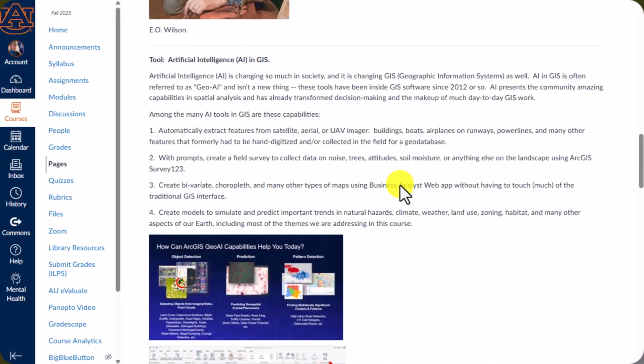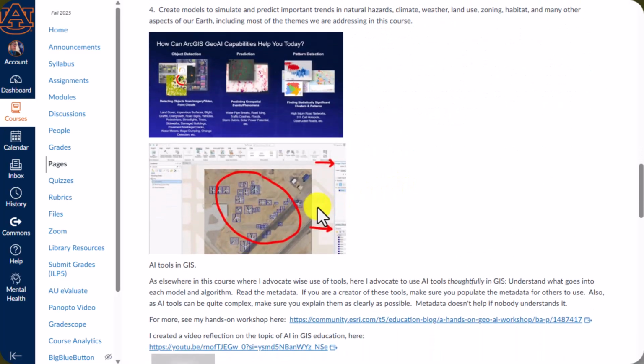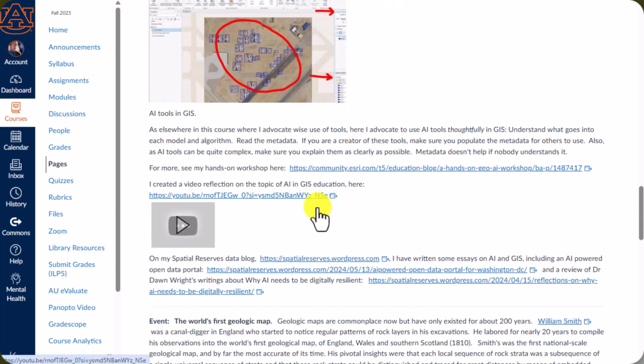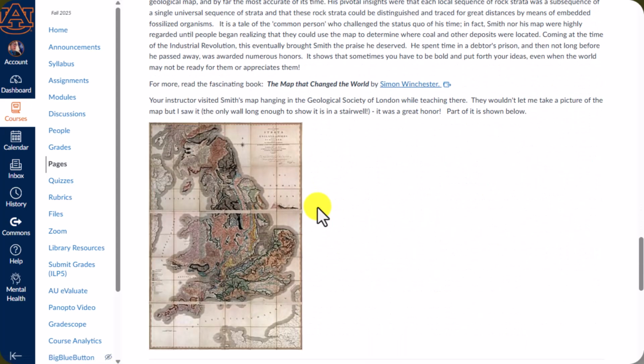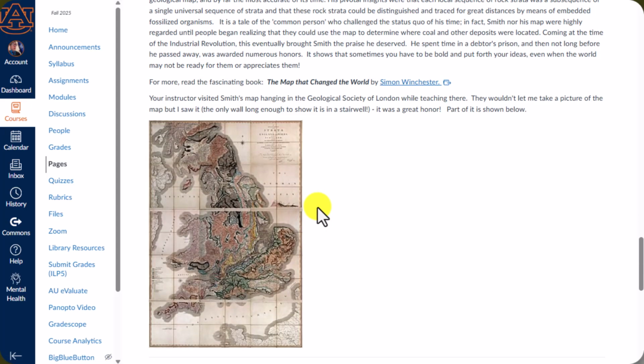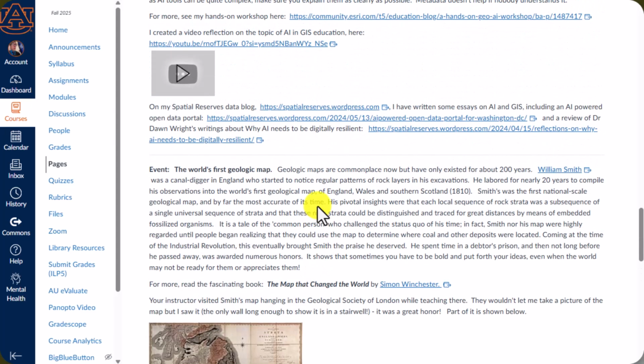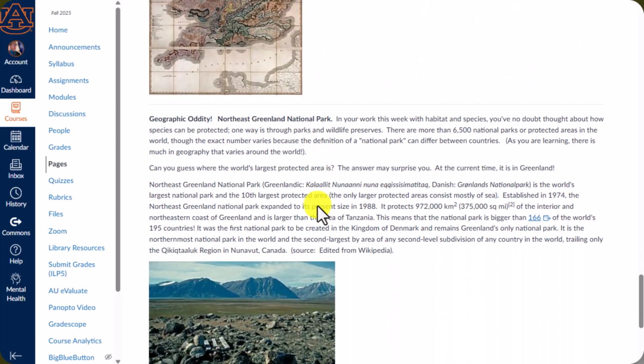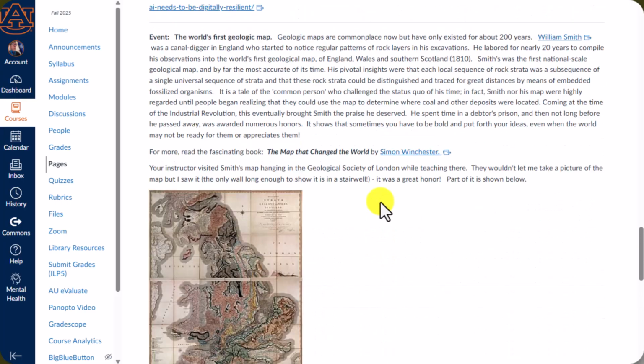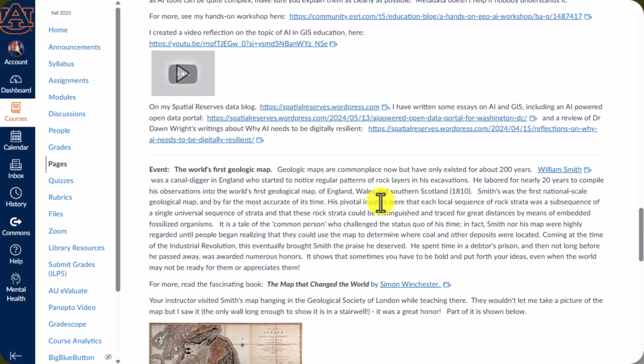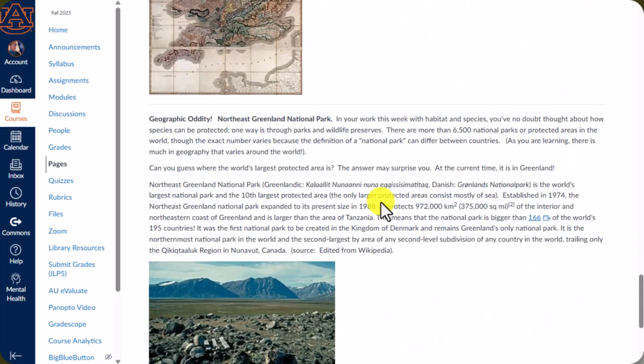And then the event is the world's first geological map. Ooh, that's fascinating. Again, the rise of the common individual, bucking the status quo. I love those kinds of stories. And then the geographic oddity is going to be the world's largest national park. Think you know where it is?